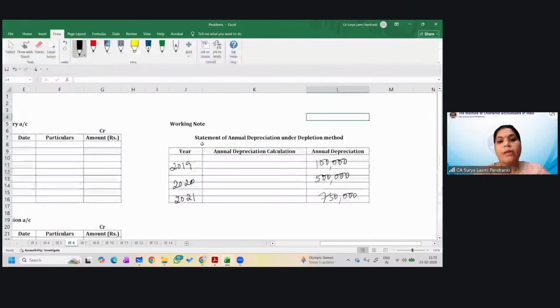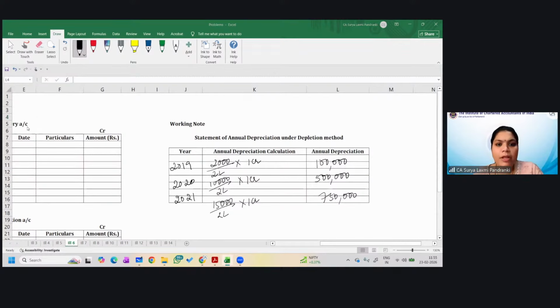Which means how will you do the calculation? 2,000 divided by 2 lakh into 1 crore, the cost of the asset. And 10,000 divided by 2 lakh into 1 crore. And the last one is 15,000 divided by 2 lakh into 1 crore. I think you'll get the answer.